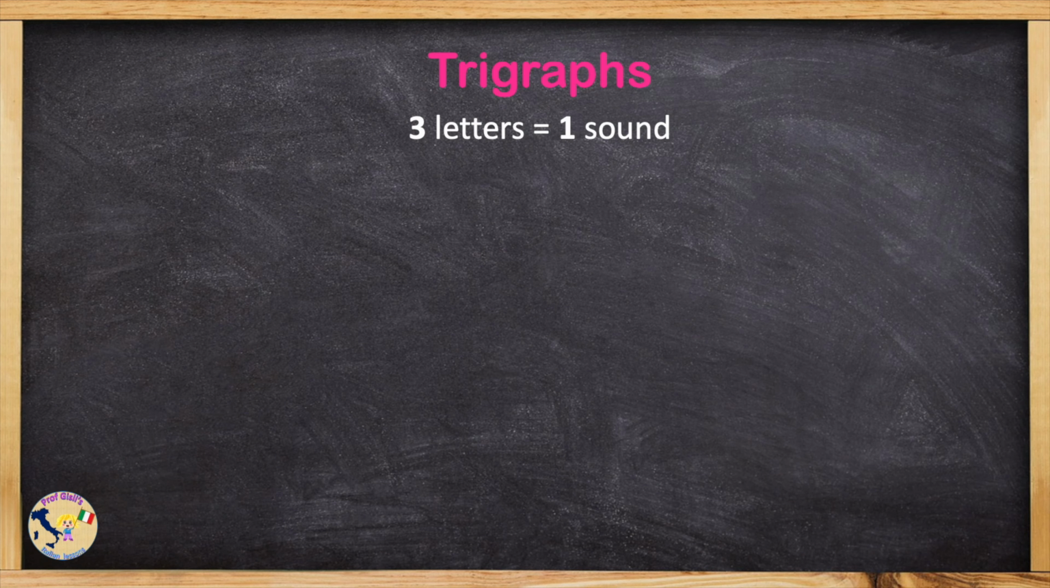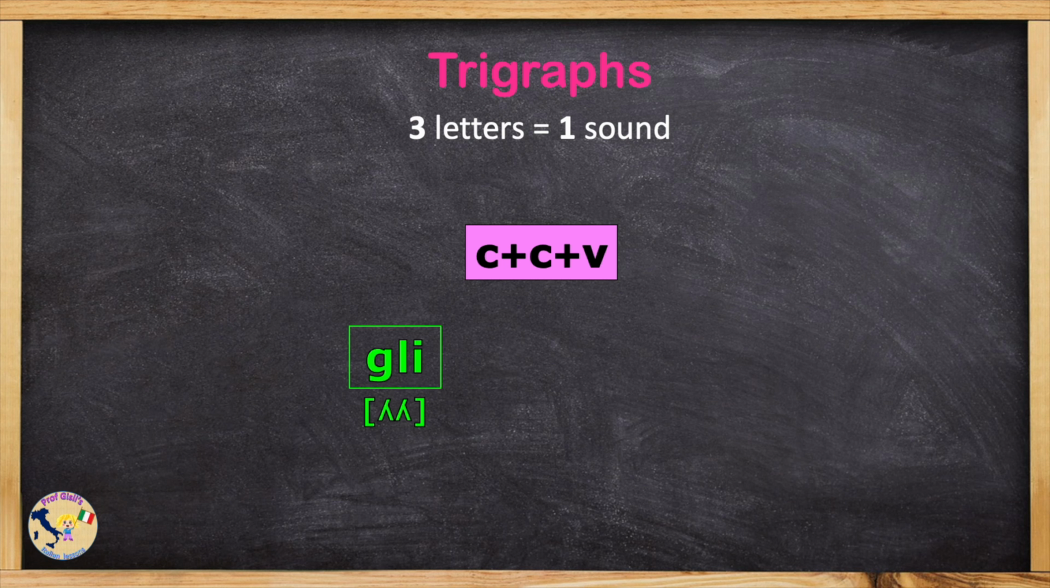Trigraphs are groups of 3 letters representing one sound. In Italian there are 2 trigraphs, both formed by 2 consonants and 1 vowel. The first is GLI, which sounds as Y. The second is SCI, which sounds as sh. These sounds are the same as digraphs y and sh, but they tend to sound as if they were doubled. For this reason, we represent them with double symbols.